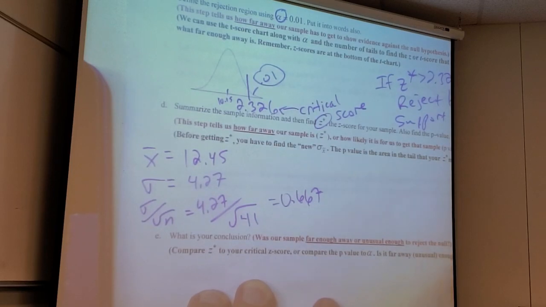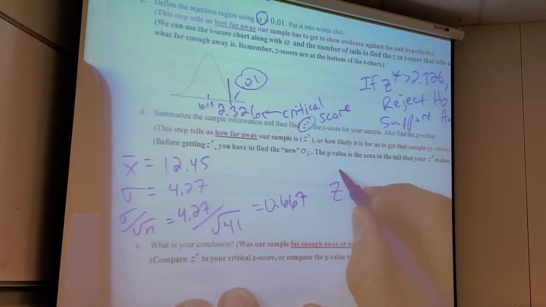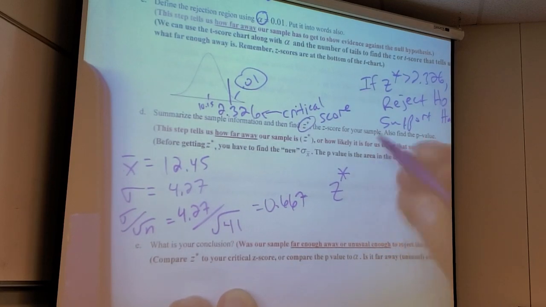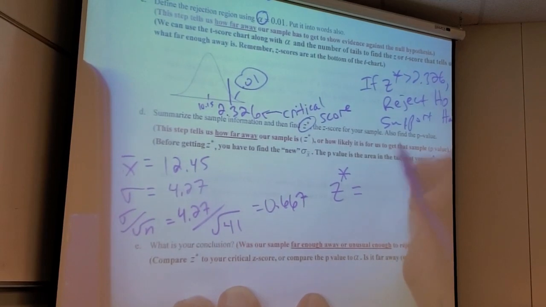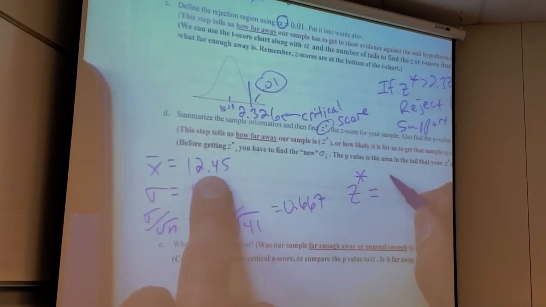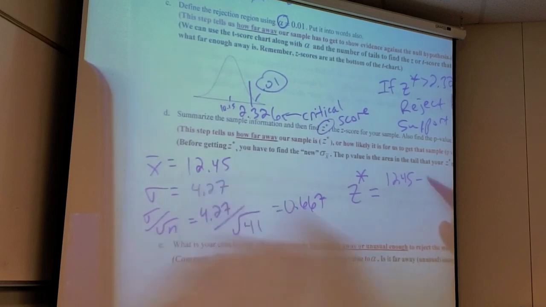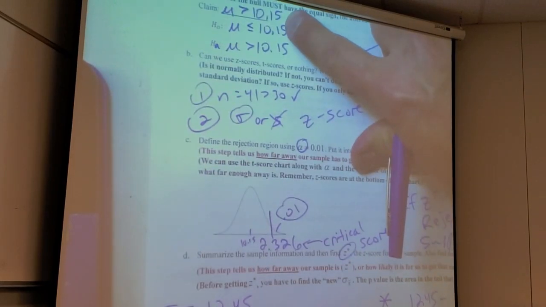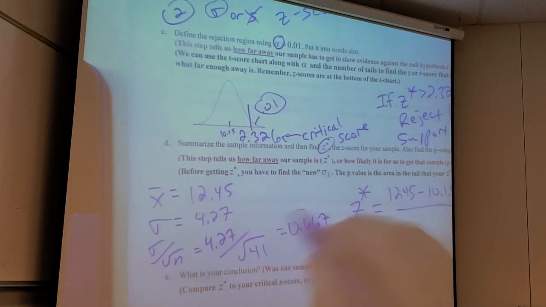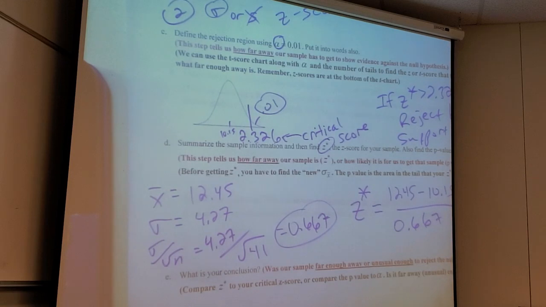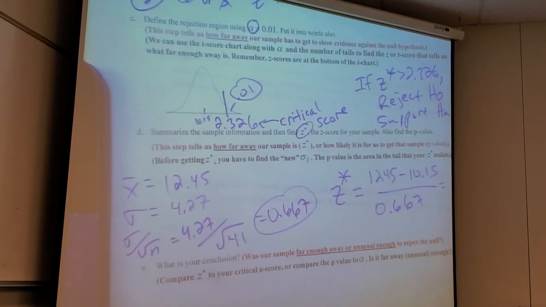And now I can calculate the z-score. So I just call the z-score that we calculate from the sample z star, just to differentiate it from the z-score that I already have here, right? So z star is always the same formula. It's our data, 12.45, minus what we're assuming the middle to be, 10.15, divided by the standard deviation, 0.667. Is that 2.3? 3.45?